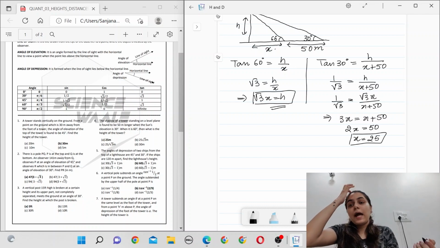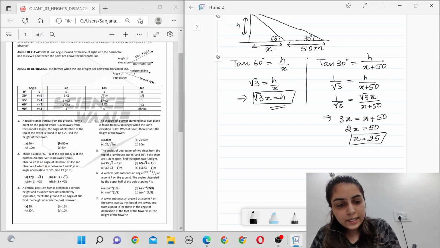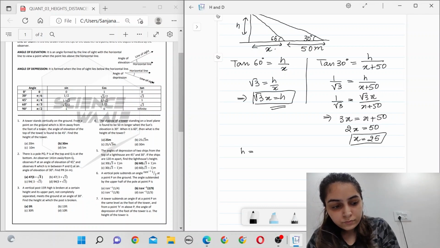We know the x, but we have to find the height of the tower. Height of the tower is root 3 times x. So height is 25 into root 3 meters.